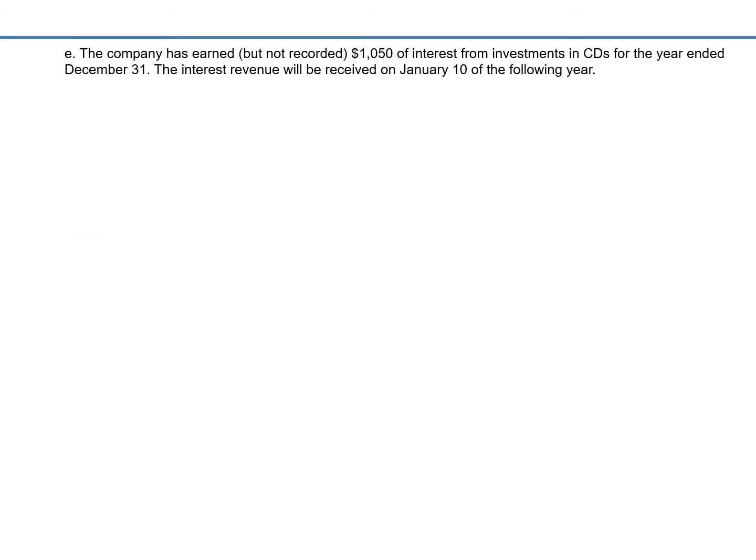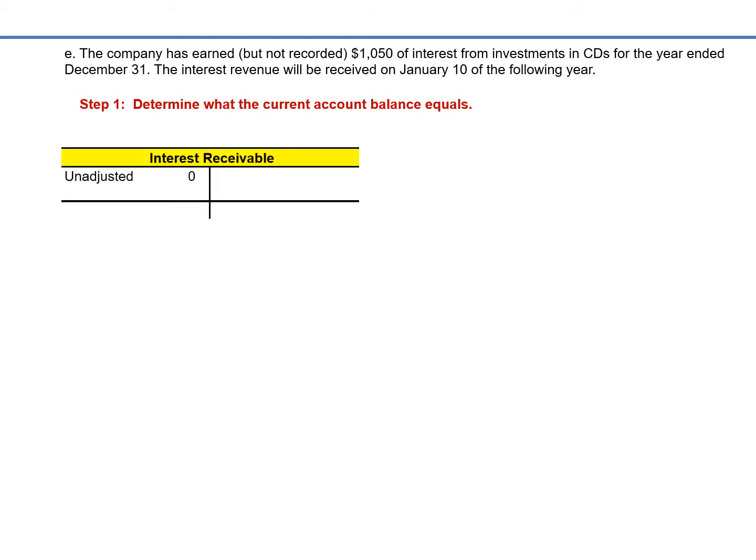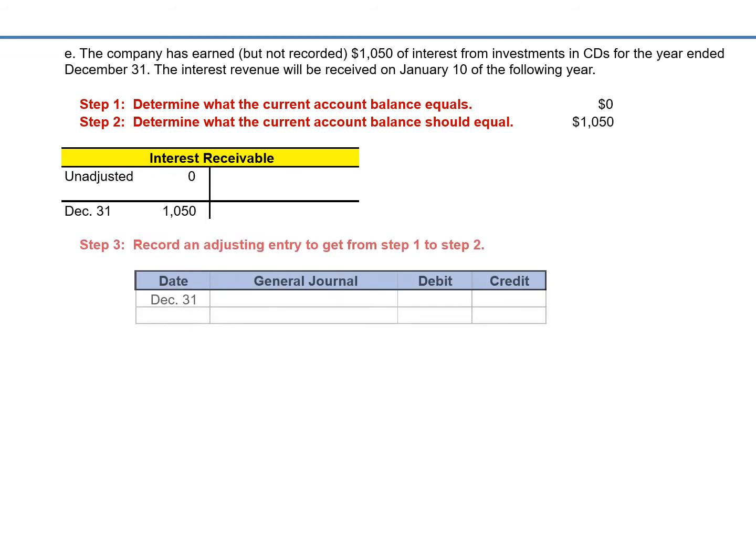In letter E, the company has earned but not recorded $1,050 of interest from investments in CDs for the year ended December 31st. Interest revenue will be received on January 10th of the following year. Well, we still want to record that revenue in the current year, right? So our interest receivable account is currently 0, but it needs to be $1,050. To increase an asset account, in this case interest receivable, we debit. So we have a debit to interest receivable and a credit to interest revenue.